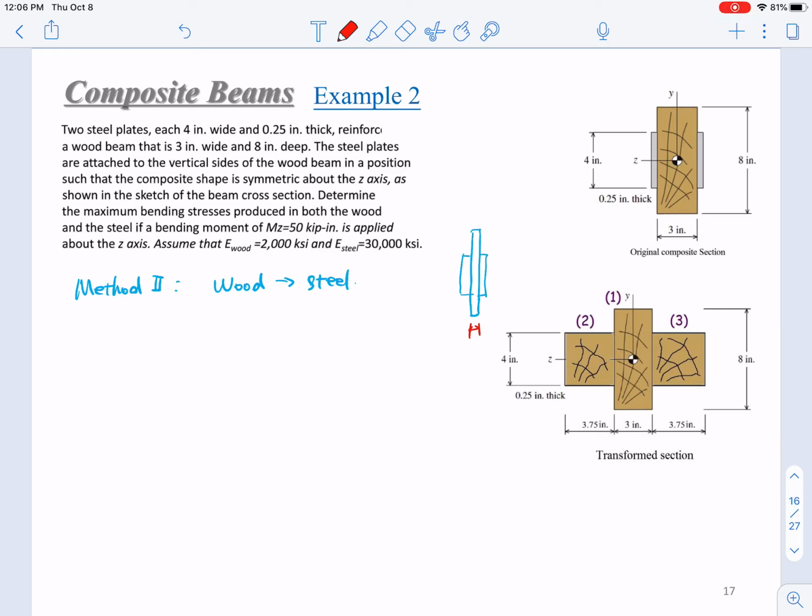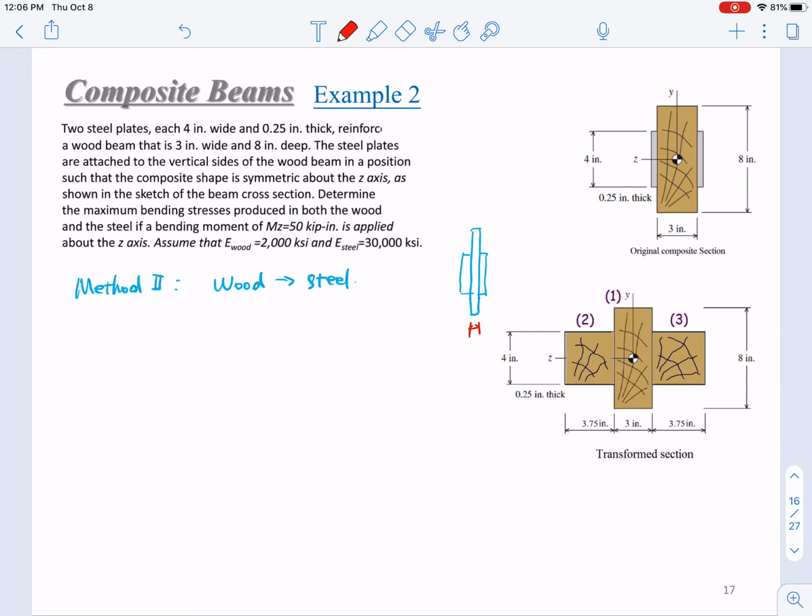In this case, the width here will be 3 times n, where n is 2,000 over 30,000. This will be 0.2 inch. You can try to do this by yourself and solve the whole thing, and then check if you can get the same results as here, for these two values.